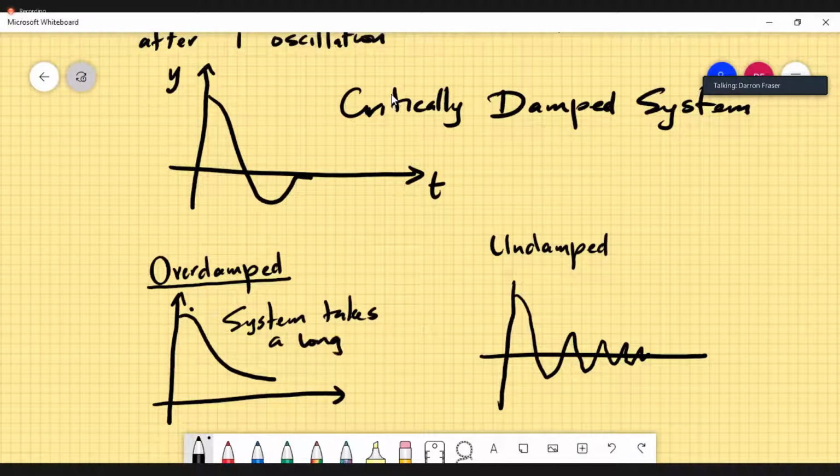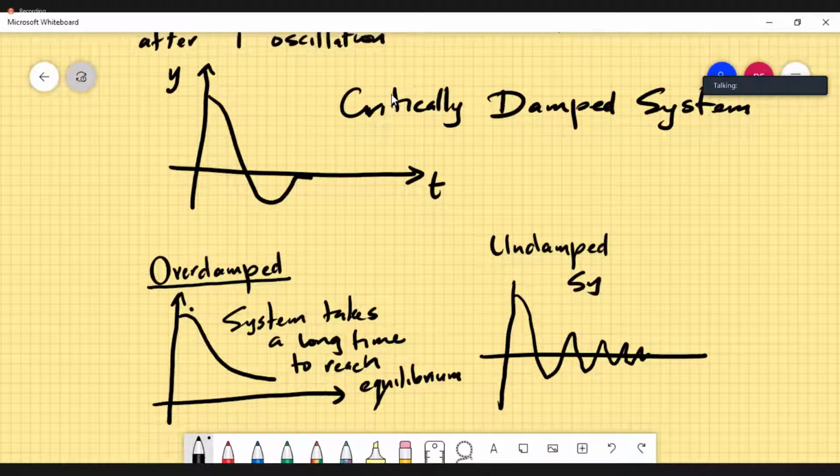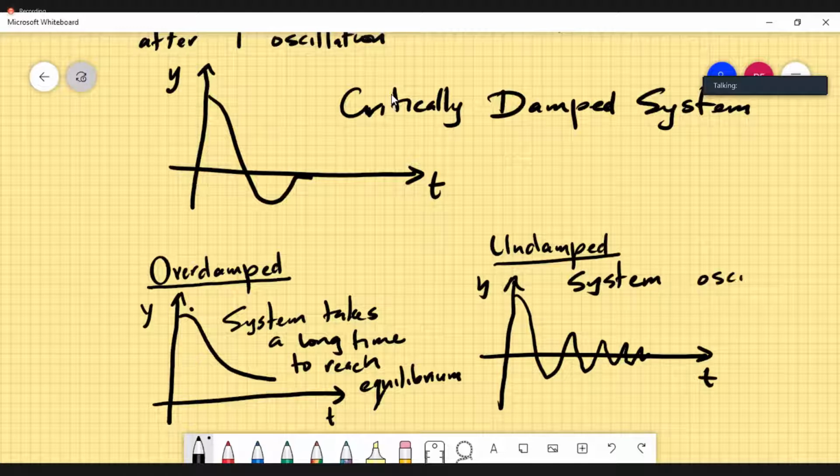So overdamped, the system takes a long time to reach equilibrium. Underdamped, the system oscillates many times before equilibrium.